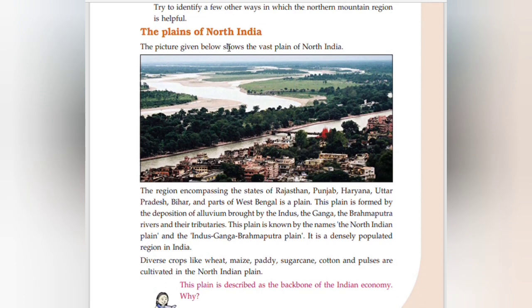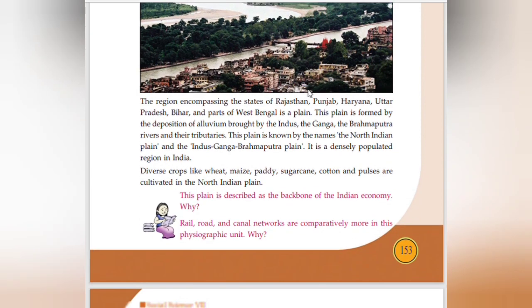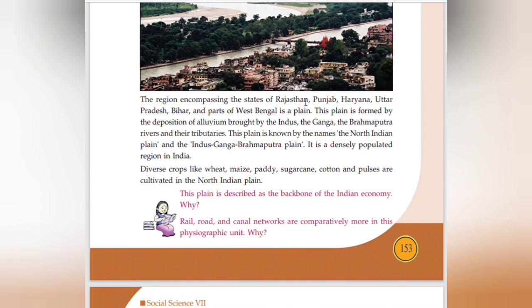The plains of North India. The picture given below shows the vast plain of North India. The region encompassing the states of Rajasthan, Punjab, Haryana, Uttar Pradesh, Bihar, and parts of West Bengal is a plain. This plain is formed by the deposition of alluvium brought by the Indus, Ganga, Brahmaputra rivers and their tributaries. This plain is known by the names North Indian Plain and the Indus-Ganga-Brahmaputra Plain. It is a densely populated region in India.